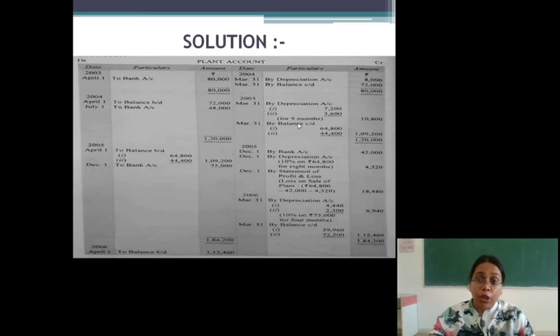Okay, now we'll bring down this balance to the next year, that is on 2005 April 1st. By balance brought down 64,800 and 44,400. Here you can write machinery 1, machinery 2. Machinery 1 balance brought down is 64,800. Machinery 2 balance brought down is 44,400. And after 1 year we'll charge the depreciation.